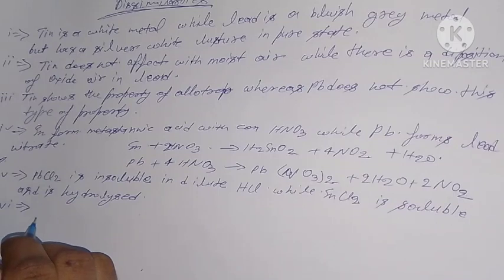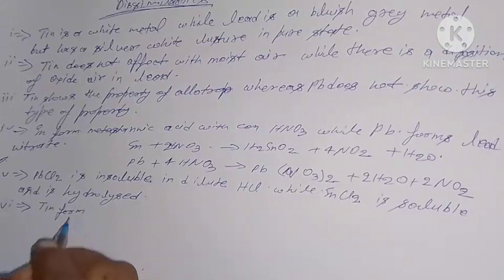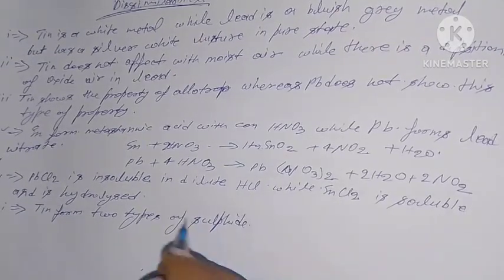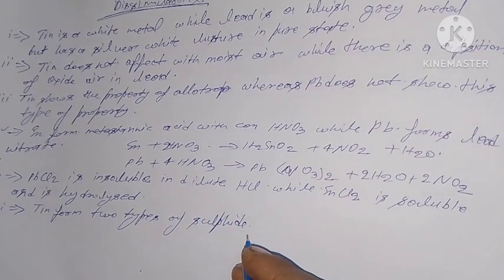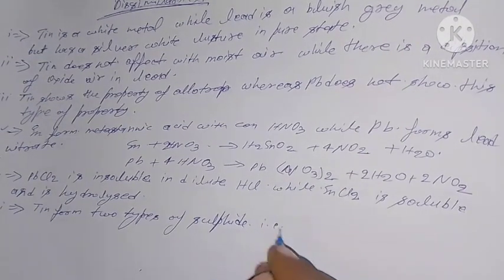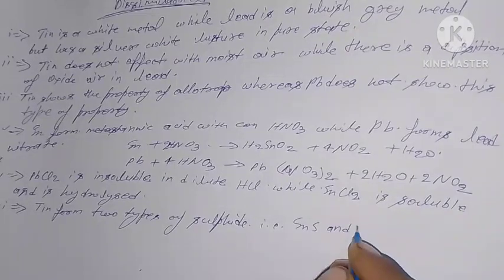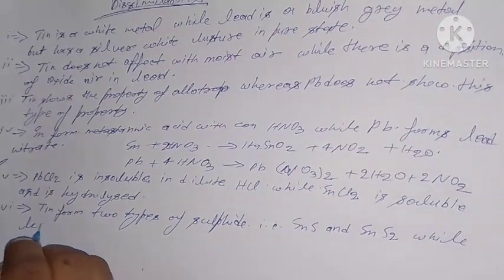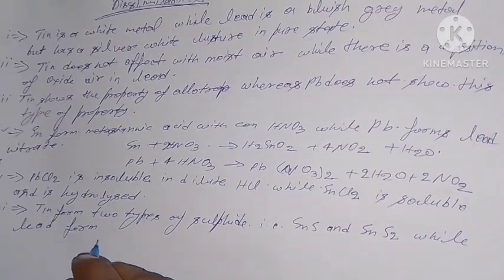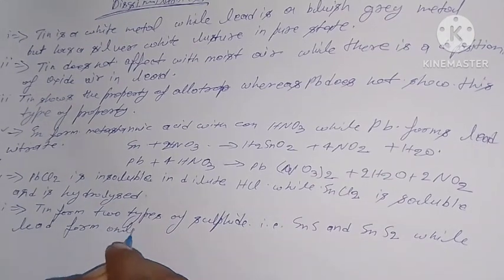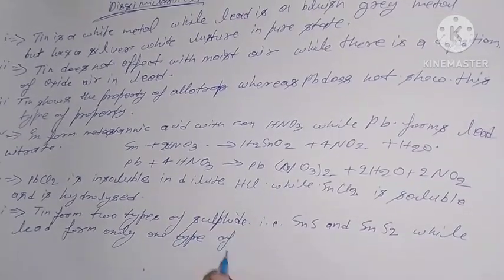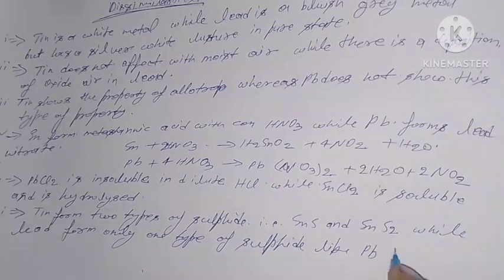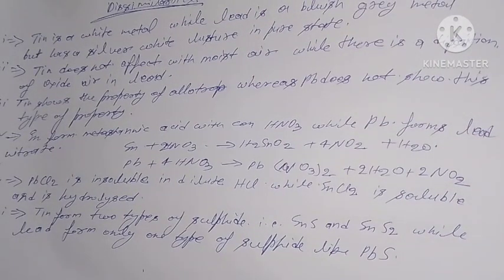Next point, point 6. Tin forms two types of sulfide: stannous sulfide SnS and stannic disulfide SnS2, while lead forms only one type of sulfide, like PbS, okay.